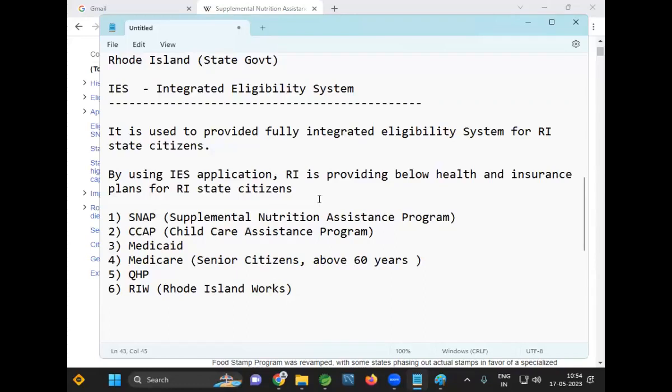Medicaid is applicable for families who have fewer resources. Medicare is applicable for senior citizens above 60 years with less income. QHP is a commercial plan, which we have to purchase. RIW, Rhode Island Works, is the unemployment plan. For people who are graduates but have no job, the government provides some pocket money to upgrade their skill set to get a job.